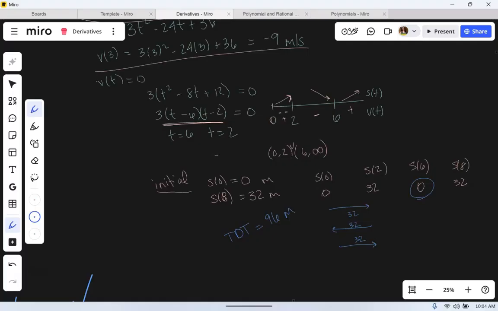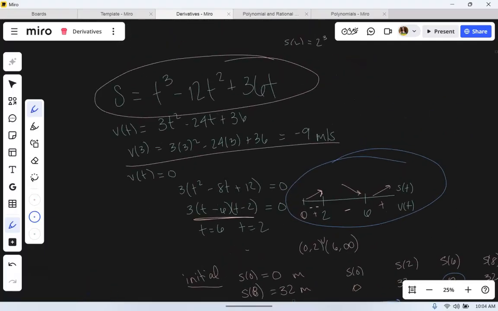All right, so part G says draw a diagram. I've already drawn a diagram. Acceleration at time t, that just means take another derivative. That's the acceleration. So acceleration would be what? 6t is the derivative of velocity. That's exactly right. What units would my acceleration be in? Meters per second squared.